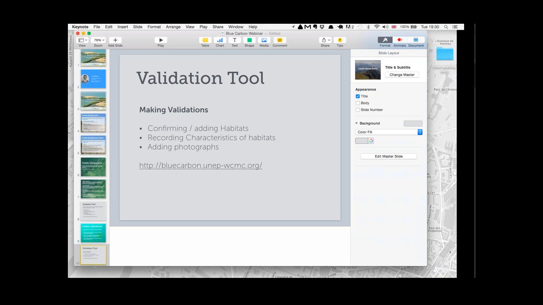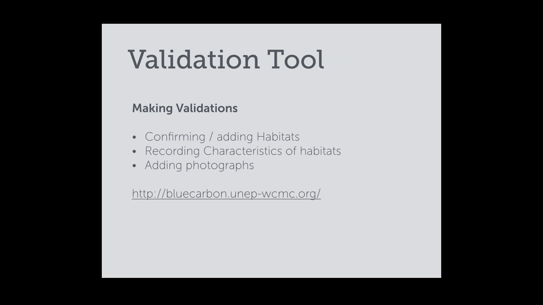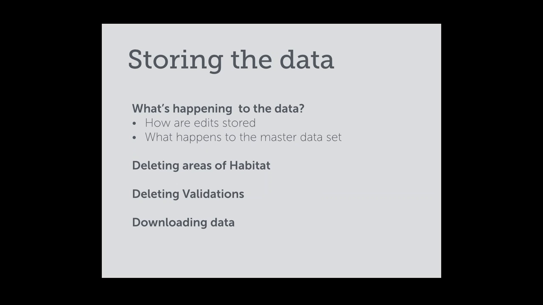Okay, so I'll just jump back to the presentation quickly. So as I say, we can confirm and add habitats, or we can record characteristics of those habitats, and we can add additional data as well. So just to touch a bit more on the way the data is stored, and I'll talk about the technology infrastructure in a second. Essentially the edits are all stored in a cloud-based geospatial database, and we store all of the attributes as well as the geometry. And as I say, they're stacked up. So this master data set is always clean. So at any point you can extract the data, really at any given moment.